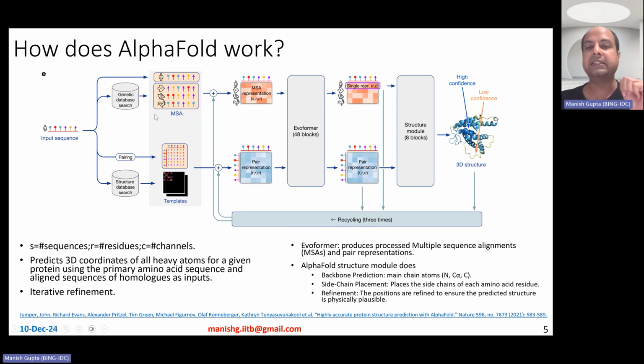One is the input sequence, the other is these MSAs or multiple sequence alignments, and the third are these pair representations, also called templates. Okay. That's that. And what does AlphaFold do?